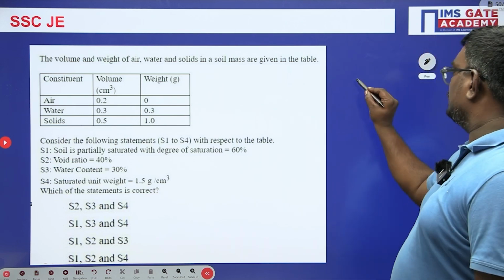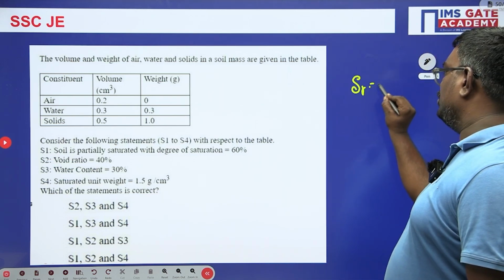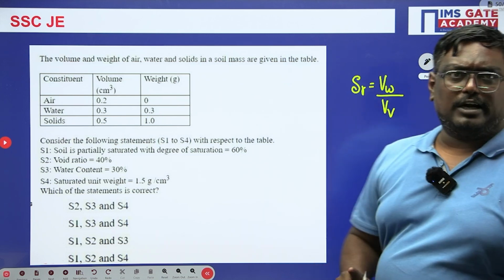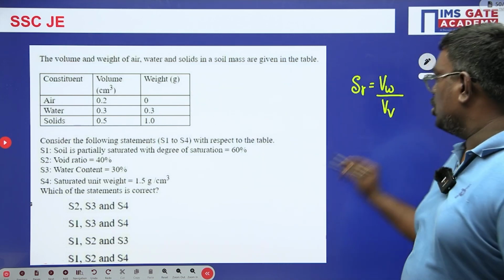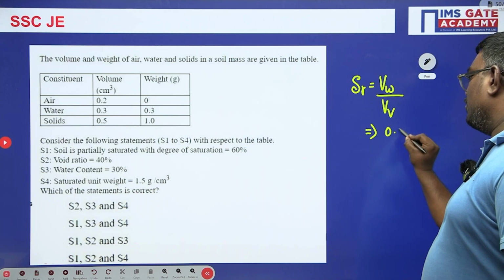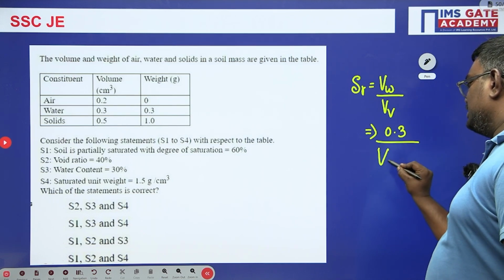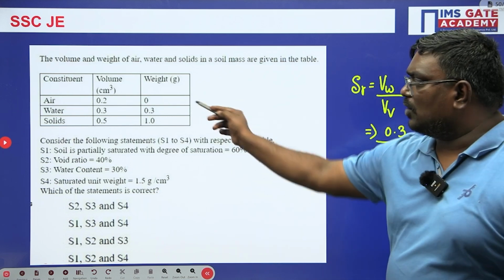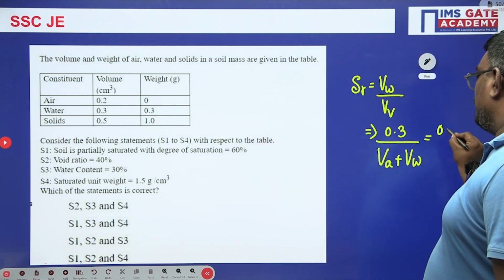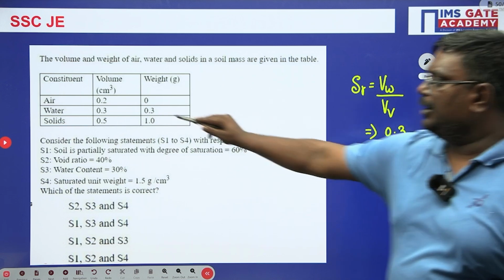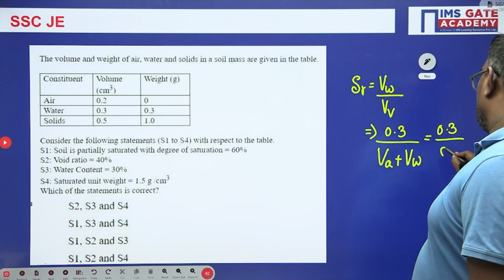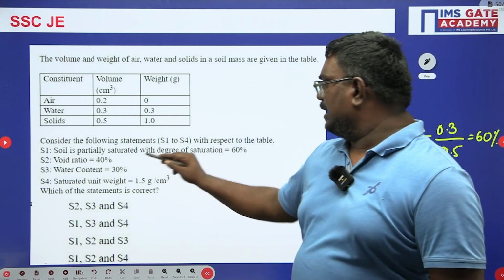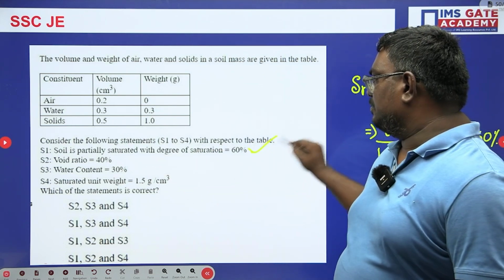So what they are asking, the soil is partially saturated with degree of saturation 60%. Now here see students, what is degree of saturation, sir? I told you just now. Volume of water by volume of voids. Here volume of water is 0.3. Volume of voids is nothing but volume of air plus volume of water. So here you can write 0.3 divided by 0.2 plus 0.3, it will be equal to 0.5. So it will be 60%. So statement S1 is correct, because of degree of saturation.